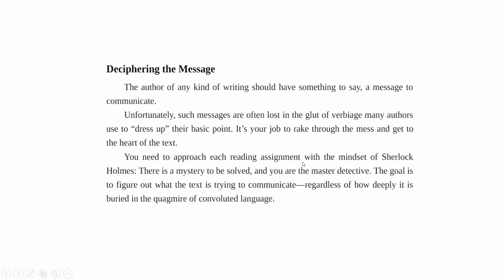You need to approach each reading assignment with the mindset of Sherlock Holmes. We all know him, the famous detective from England. There is a mystery to be solved, and you are the master detective. The goal is to figure out what the text is trying to communicate, regardless of how deeply it is buried in the quagmire of convoluted language. So here's another way of saying glut of verbiage. Quagmire is like a swamp where alligators and snakes live. And then convoluted language, which is just, again, discombobulate. There's no reason to say that. You could just say you bother me, making me uneasy or something like that, right?